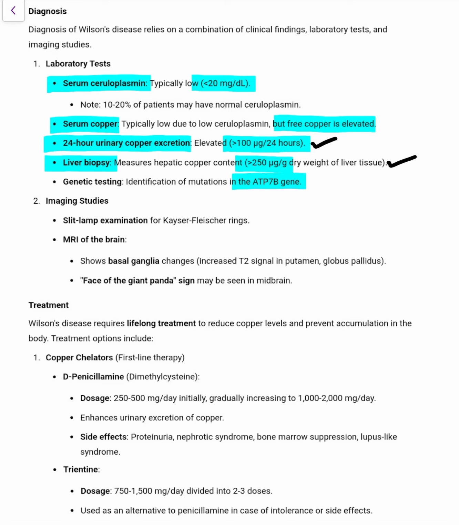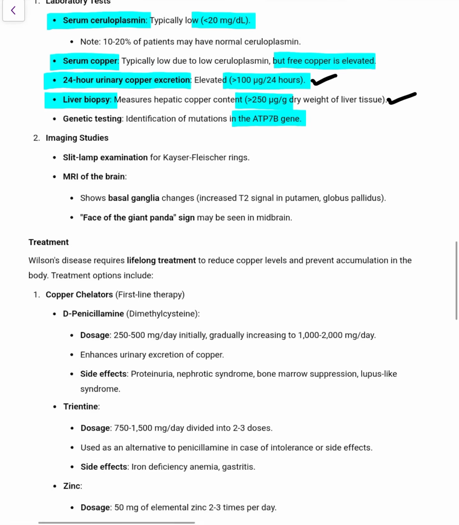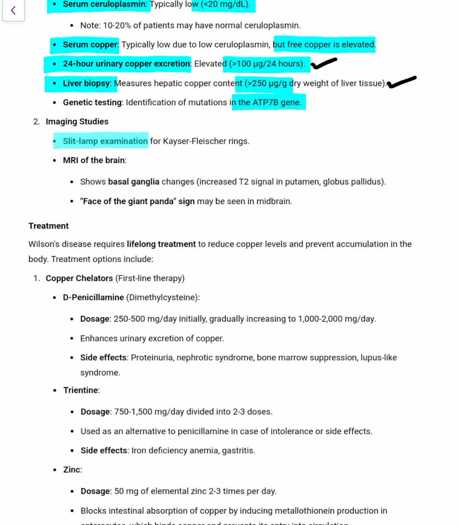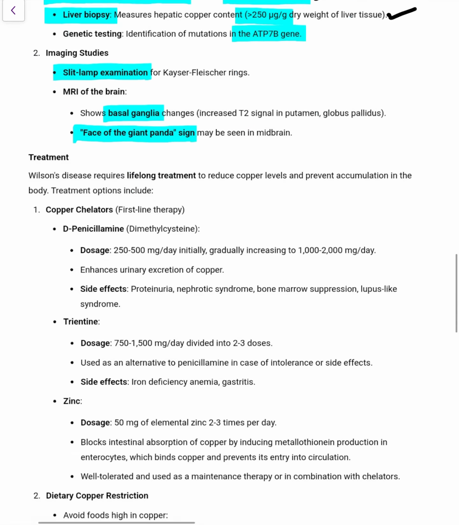Other than that, you can go for imaging tests like slit lamp examination for Kayser-Fleischer rings, and MRI brain, which will show changes in the basal ganglia, and the face of the giant panda sign will be there because of the atrophy in the midbrain. Right. Now coming to the treatment.